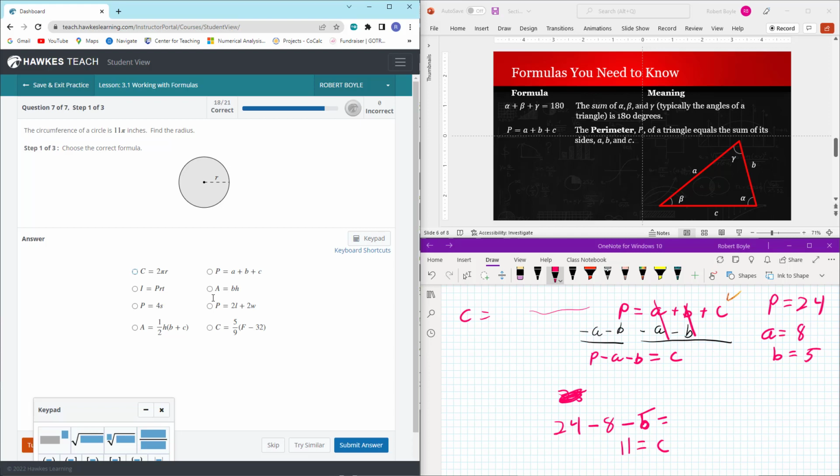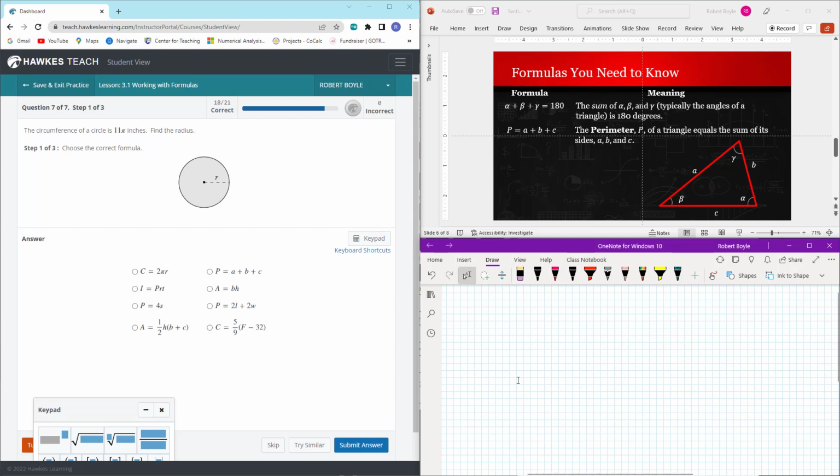Okay. And believe it or not, we are at the very last question. Here we have the circumference of a circle is equal to 11 pi inches, and we need to find the radius. Now notice that the value of the circumference is given in terms of pi. They do that on purpose. That way the answer that you have to provide will not have to have a pi in it.